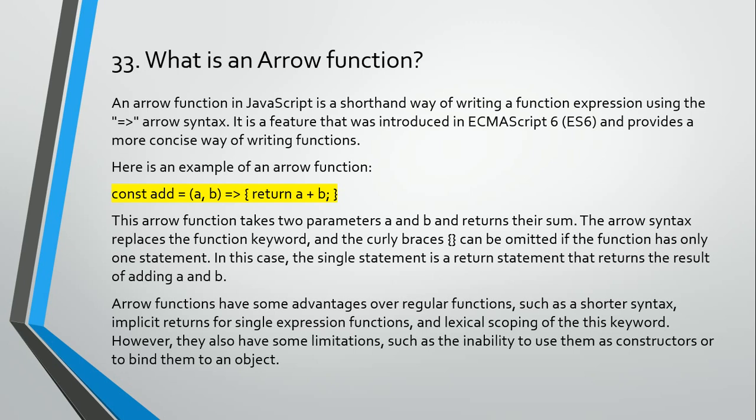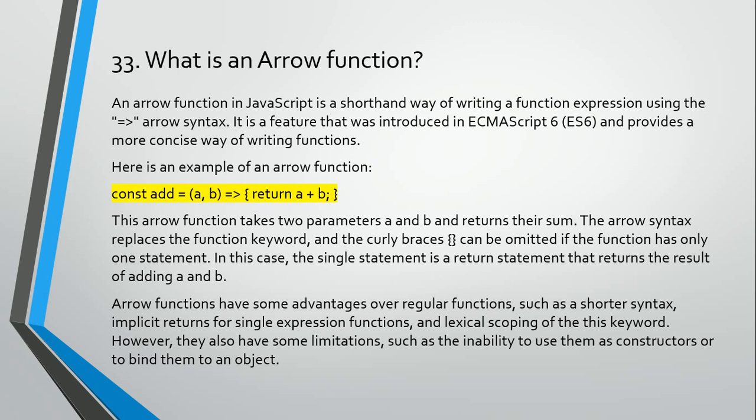The arrow syntax replaces the function keyword. Look, here there is no function keyword in the arrow function syntax, and the curly braces can be omitted if the function has only one statement. Maybe you know this, which is a regular programming language concept. In this case, the single statement is a return statement that returns the result of adding a and b.